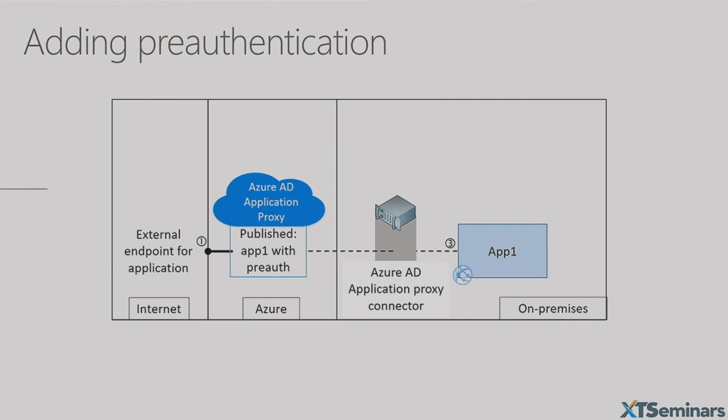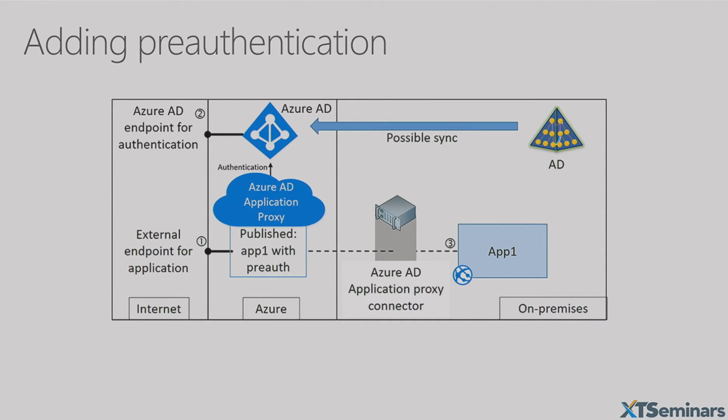So if we want to add pre-authentication, we're going to come knock, knock, knocking at the door, and it's going to say, you can't come through. I've got pre-authentication switched off. So what's going to happen is we're going to get a redirect up to the Azure AD. And we're going to authenticate against that Azure AD. We're going to authenticate as a user against that Azure AD. Question is, where does that user come from?